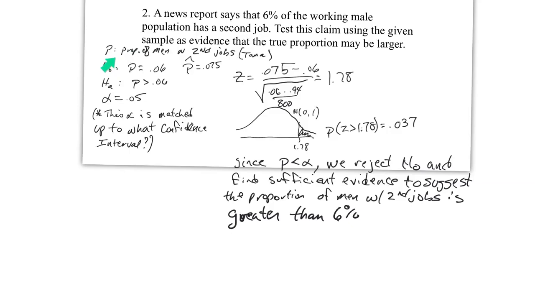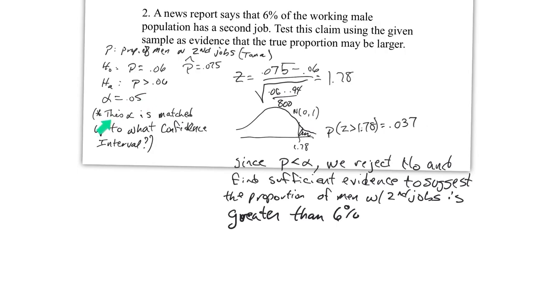I must define my p. That p is the proportion of men in Tama that have second jobs. p is 0.06 is our null. Our alternative is p is greater than 0.06, and our p hat is 0.075. So now we're going to run this test with an alpha of 0.05.